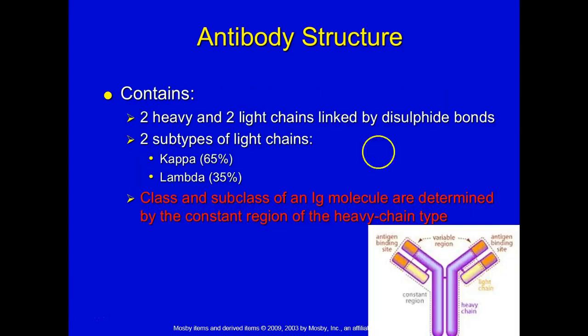Okay, and here's the picture. So here we've got the variable regions on the ends. Okay, these can vary from antibody to antibody. These long ones here are the heavy chains. Okay, and these small ones here are light chains. They contain 2 heavy and 2 light chains linked by disulfide bonds, like I just said, and there's 2 types of light chains. We've got kappa and lambda. The class and the subclass of the IgG molecule are determined by the constant region of the heavy chain. It's really important to know.